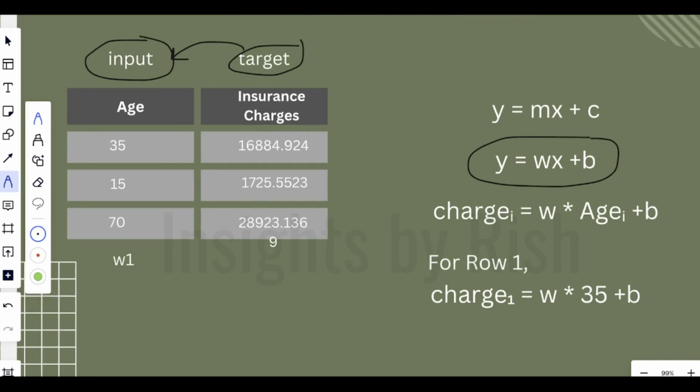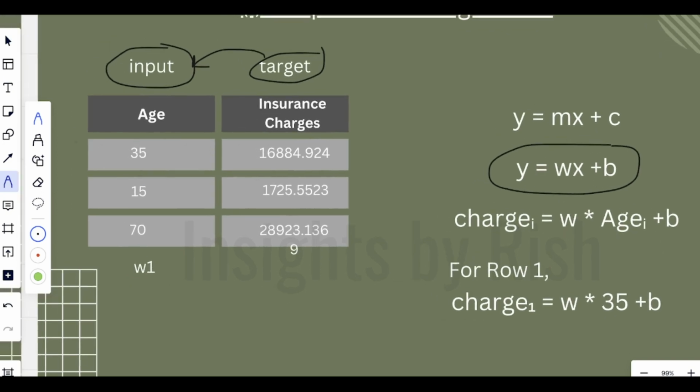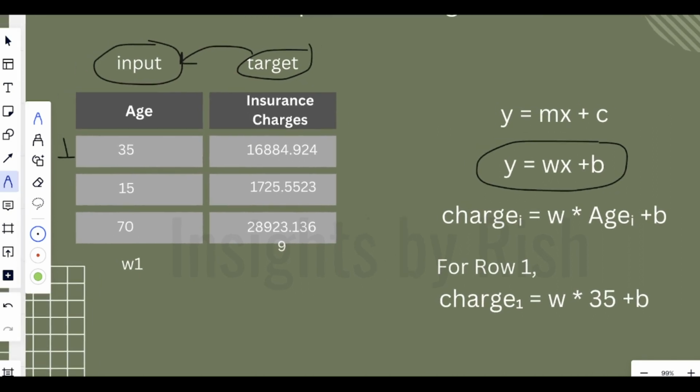Now, if you consider row 1, here the charge at 1 will be equal to the weight times the input 1, that is 35, plus b. Same for row 2 and row 3.